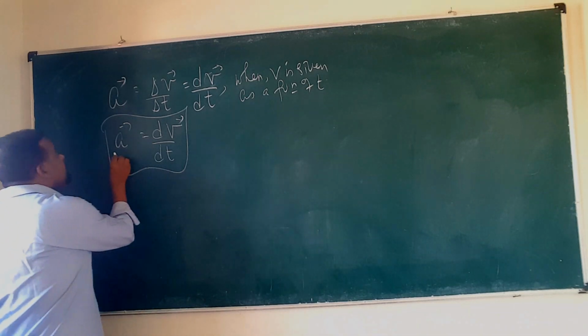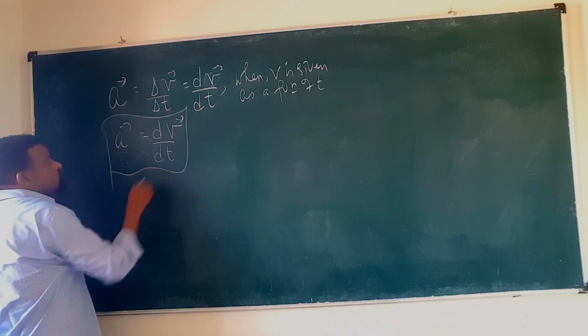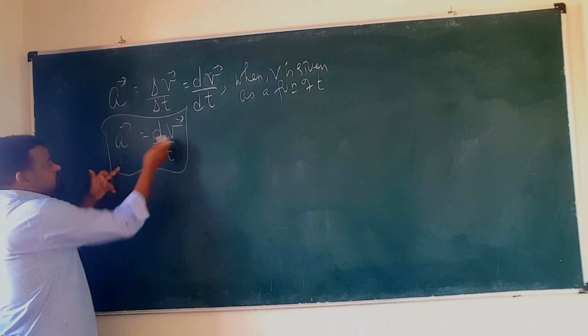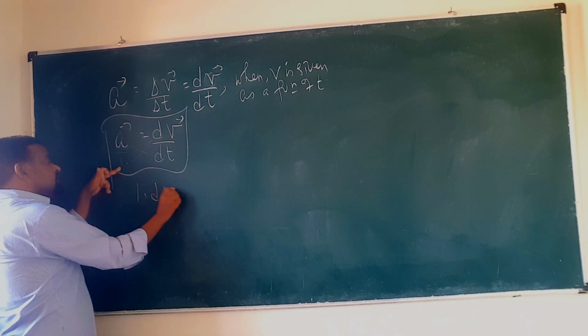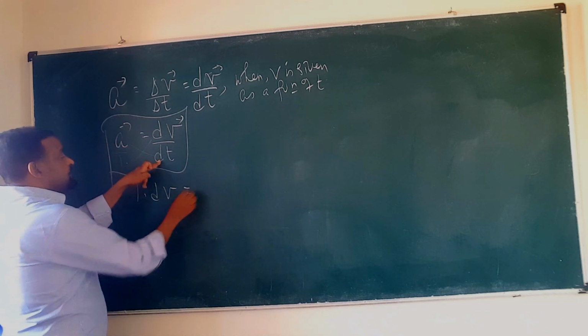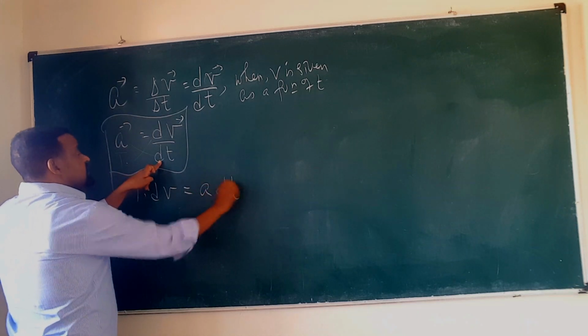Now here we have over 1. Take the cross-multiplication. Okay, so 1 times dv is equal to a times dt. Acceleration times dt.